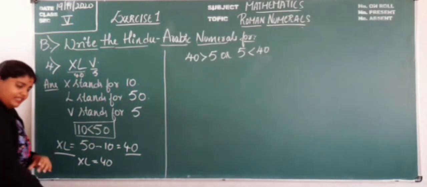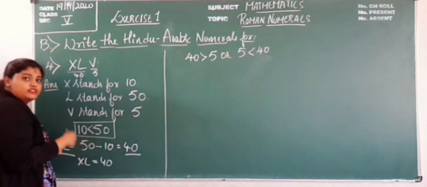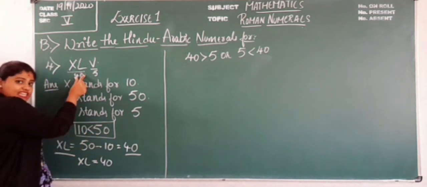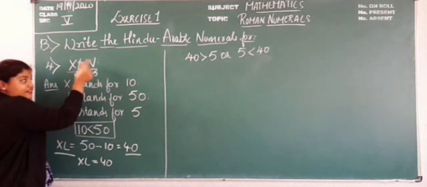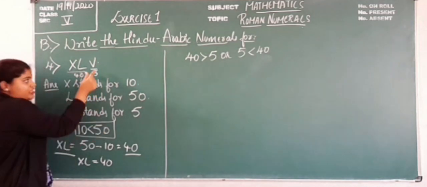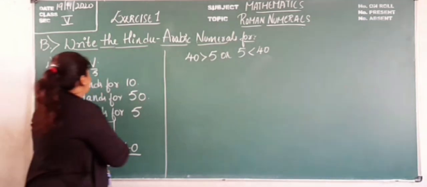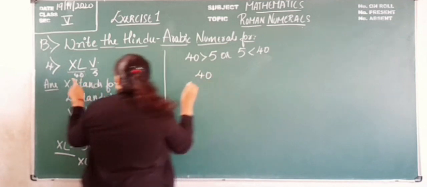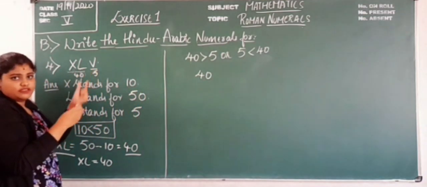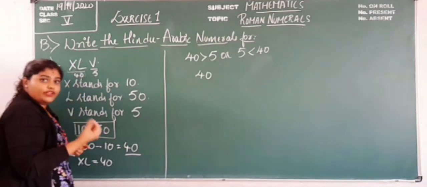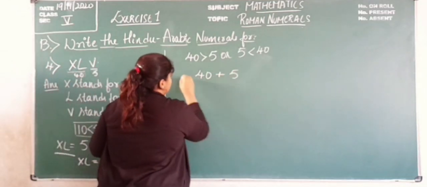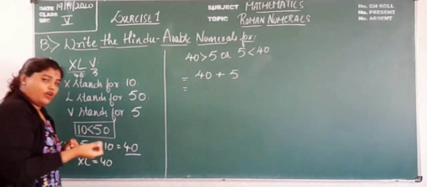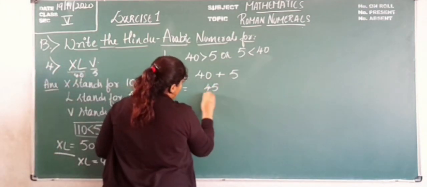So if we write a smaller value symbol after the greater value, here 40 is greater and 5 is lesser, it is addition. So we are writing the symbol of a smaller value after the greater value, so it is addition. I'll write 40, the value of XL. We are going to add, so it is 40 plus V. V stands for 5. What is 40 plus 5? 45. So it is 45.